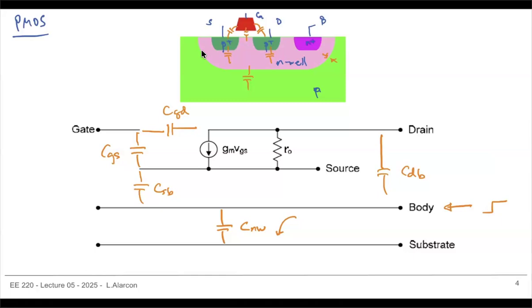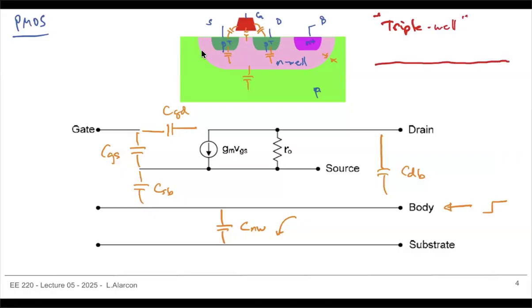Now, this is not only in PMOS transistors, but in a lot of cases you get it in NMOS transistors as well. For example, in triple well processes, so you do have processes that are triple well.